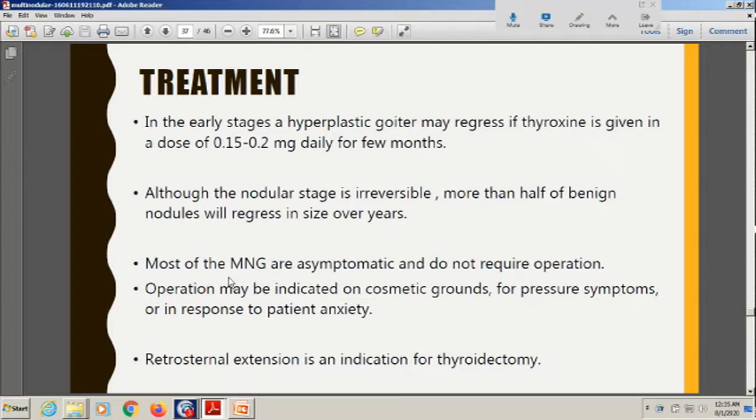Now most MNGs are asymptomatic other than a swelling. They do not require any operation, because if there are small nodules, no toxicity and no compression effect, we will not do anything. We just wait and give the correction with thyroxine. Operation is indicated for cosmetic grounds, for pressure symptoms, or in response to patient anxiety. But for retrosternal extension, even if there are small nodules extending retrosternally, this is an indication for thyroidectomy.